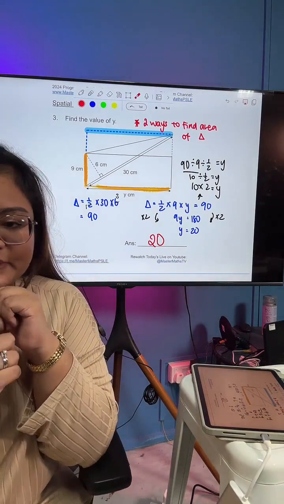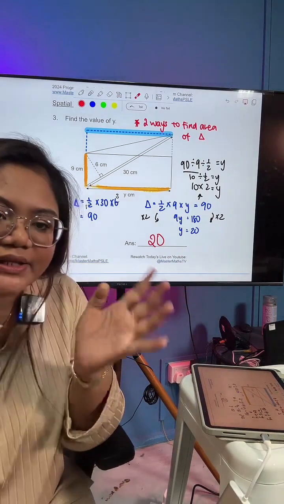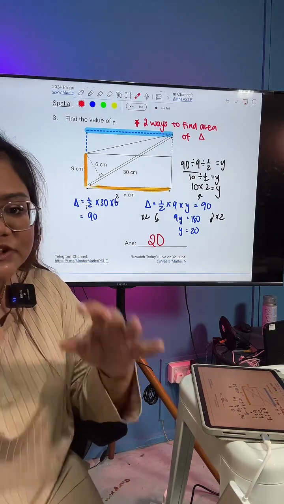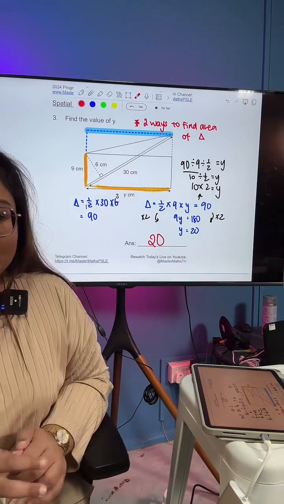Will this come up in PSLE like this year? I'm so sorry, I never set the PSLE papers, so I'm not so sure. But I'm teaching you all that I can, okay?